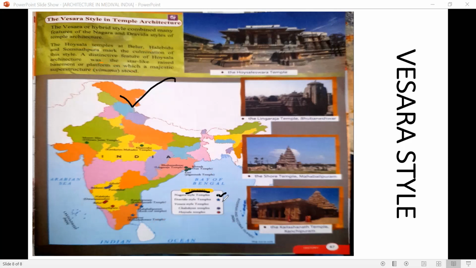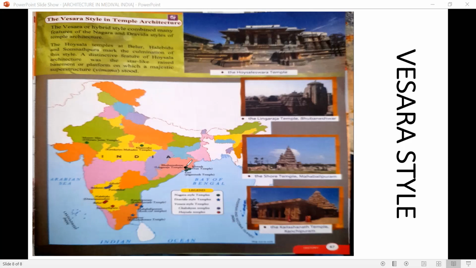The Dravida style temples are marked with a star, and the Vesara style temples are divided into Chalukyan temples, as the Chalukyas ruled in the south itself. Yes, we know that already. And the Hoysala temples are marked with red. So let us see these types of features on the map of India.